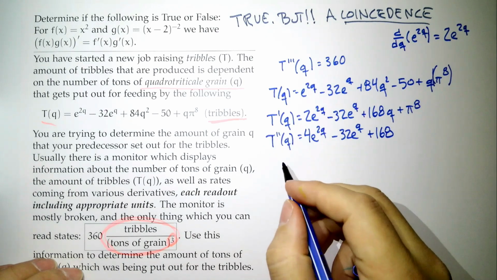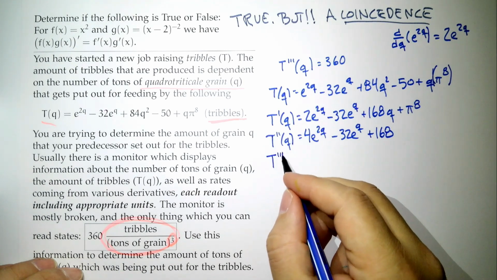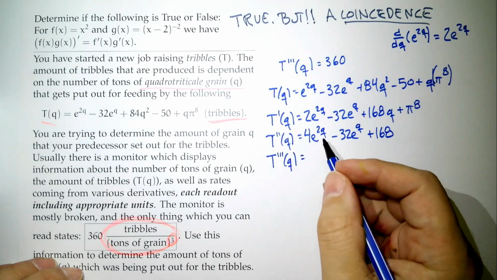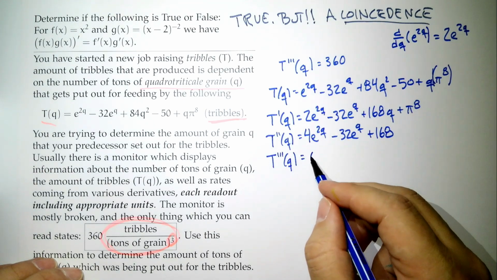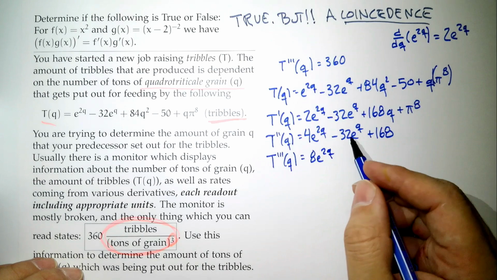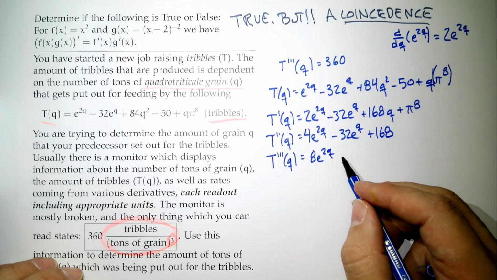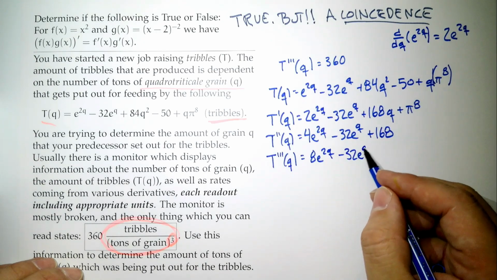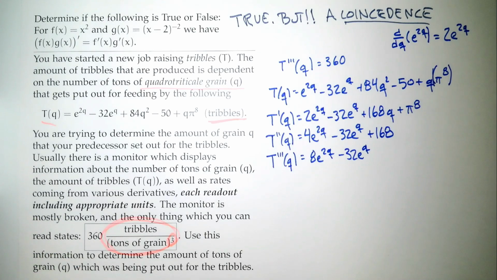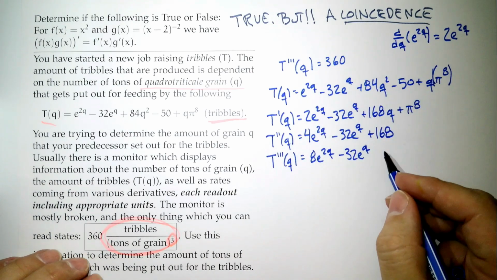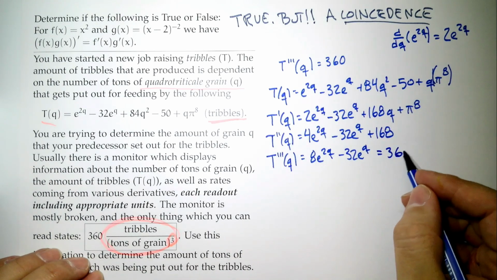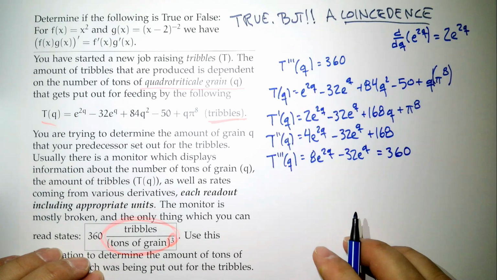All right, 1 more to go, because we said we need the third derivative. All right, derivative of 4e to the 2q? 8e to the 2q. Derivative of negative 32e to the q? Minus 32e to the q. Derivative of 168? 0. Okay, so now we've gotten our third derivative, and we say, okay, next step, set that equal to 360.